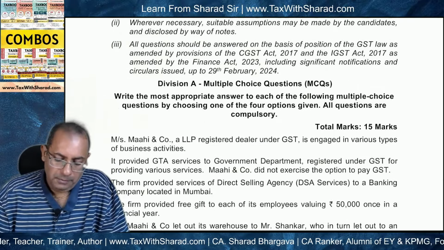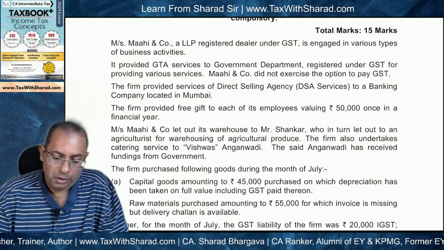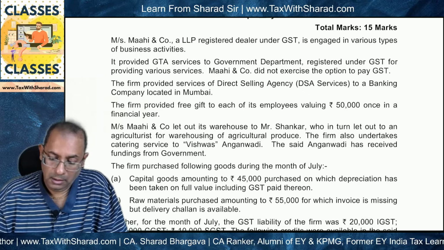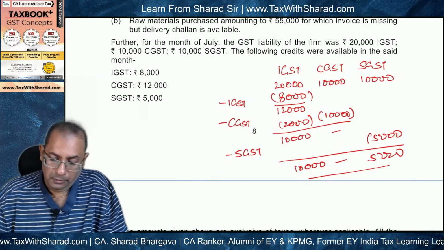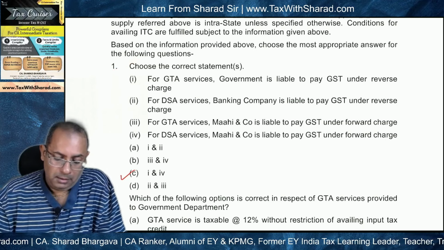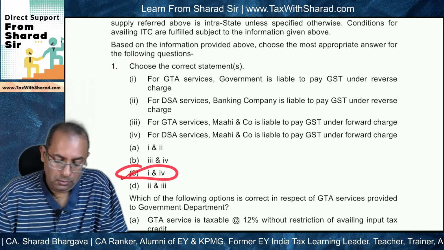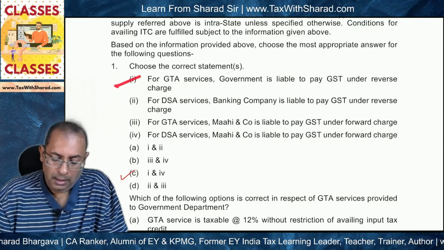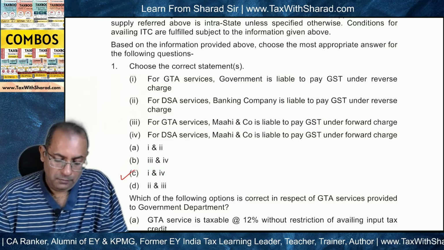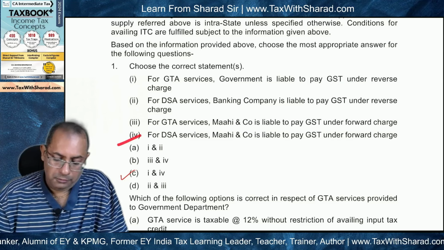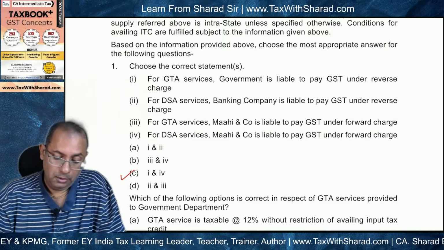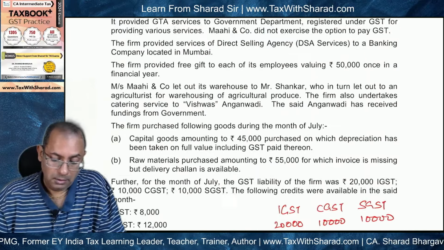So GST MCQ. Messrs. Mahi and Company is an LLP, registered dealer under GST. And we straight away move to the first one. Choose the correct statements, and the correct answer is C, I and IV. I is for GTA services, government is liable to pay GST under reverse charge, and IV is for DSA services, Mahi and Company is liable to pay GST under forward charge. So we are talking about GTA services and DSA services.